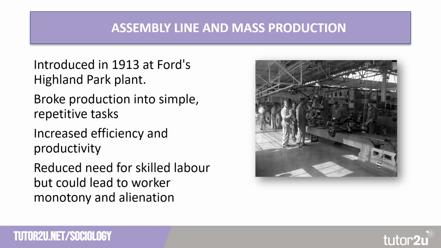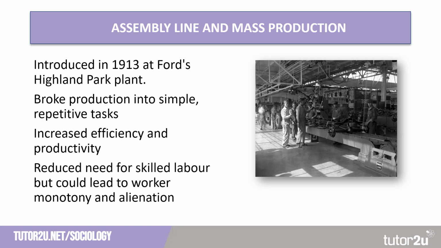One of the most significant innovations associated with Fordism is the assembly line. Introduced at Ford's Highland Park plant in 1913, the assembly line drastically increased the efficiency of production. Instead of a single worker building an entire product from start to finish, the assembly line broke down the production process into a series of simple, repetitive tasks. Each worker performed a specific task as the product moved along the line, which allowed for faster production and reduced the need for skilled labour.